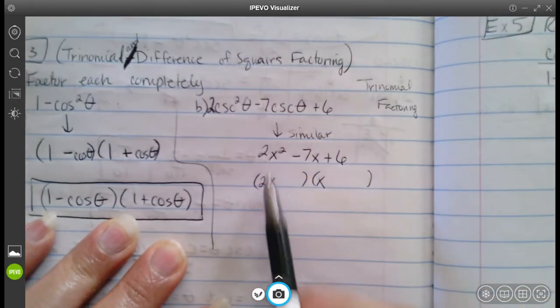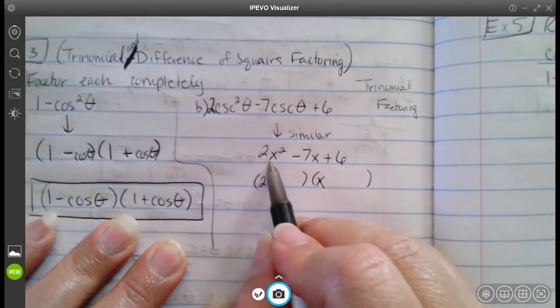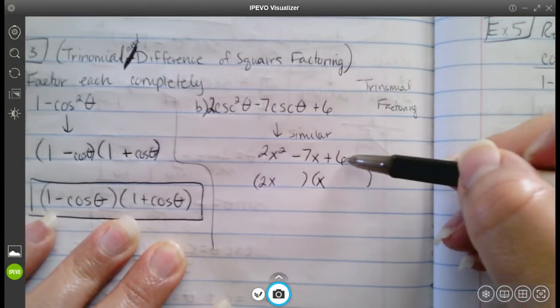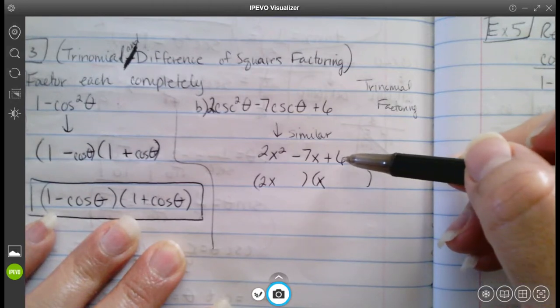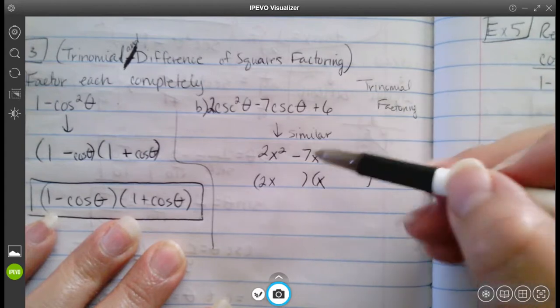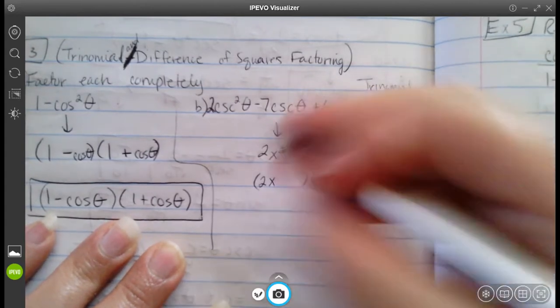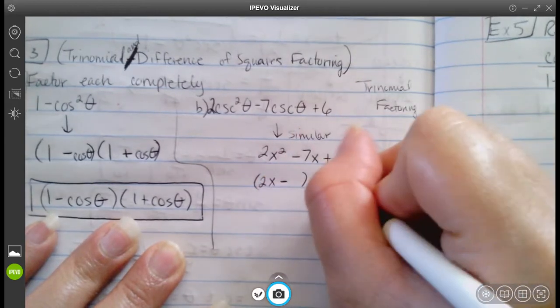So I know that 2x has to go in one of them, x has to go in the other, because 2x times x is 2x squared. For 6, I know I can do 6 times 1 or 3 times 2. And I somehow have to get a -7 in the middle. So they're probably both going to be negative. Okay. So negative, negative.